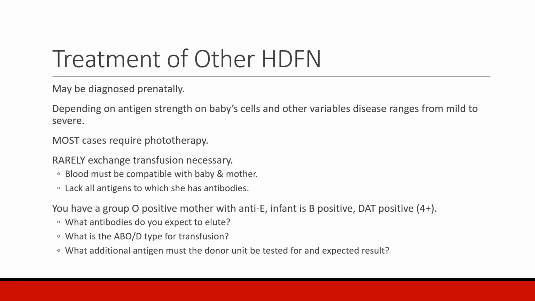What is the ABO and D type for transfusion? If you said O positive, you're absolutely correct. The only donor blood compatible with the Group O mom and the Group B baby is Group O. What additional antigen must the donor unit be tested for and the expected result? It must be tested for the E antigen, and it must be negative.